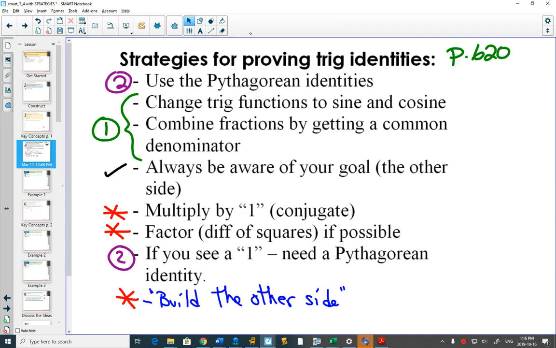This one, always be aware of your goal, always be aware of the other side. There was a proof that we did earlier that had tangent on one side and cotangent on the other. We did it by changing to sine and cos, but in that example, there was a shortcut because you can change tangent to cotangent. And so being aware of what's on the other side can sometimes help you decide what would be a best strategy to use.